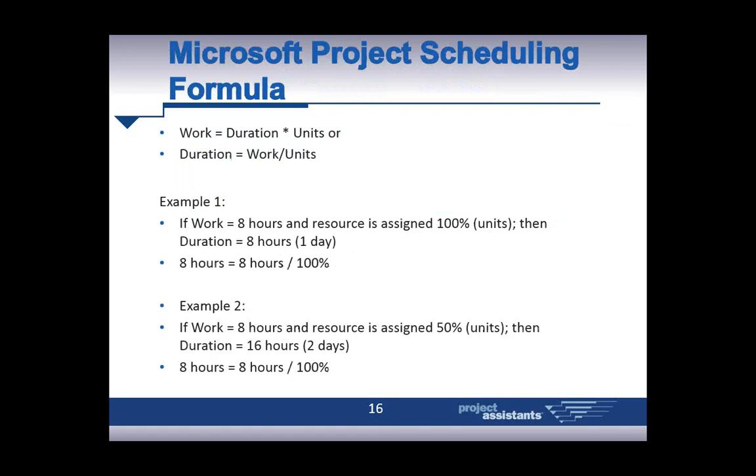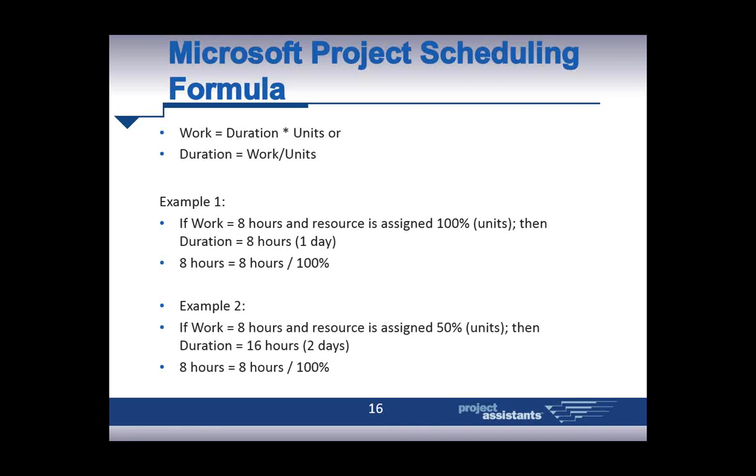Next up, I wanted to introduce the algebraic equation. If you can dig back into your high school memories, work equals duration times units. And units in Microsoft Project is essentially the percent allocation of a resource. If you remember algebra, you can move duration to the other side, and now I've got duration equals work divided by units. That's the formula that's easiest for me when I think about it.